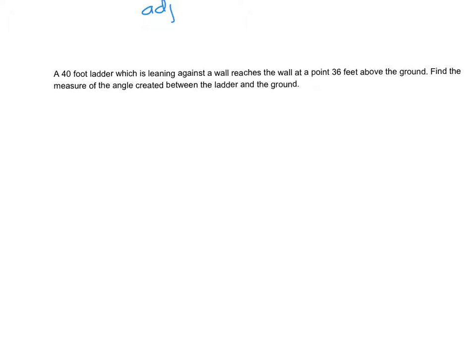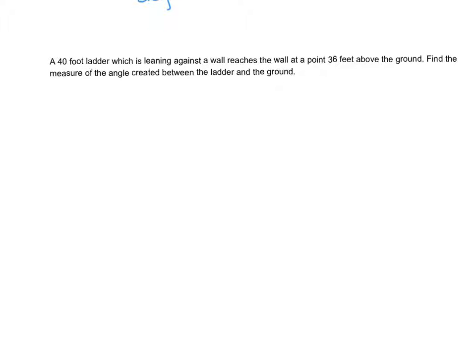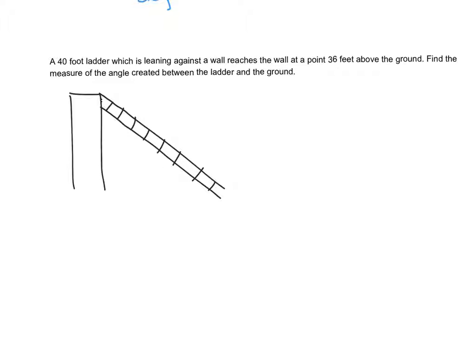In our last example, we have a 40-foot ladder leaning against a wall, reaching the wall at a point 36 feet above the ground. Find the measure of the angle created between the ladder and the ground. So again, drawing a picture, we're going to have a building and we're going to have a ladder leaning against the building. So we know that the height of the building is 36 feet, and the length of our ladder is 40 feet.